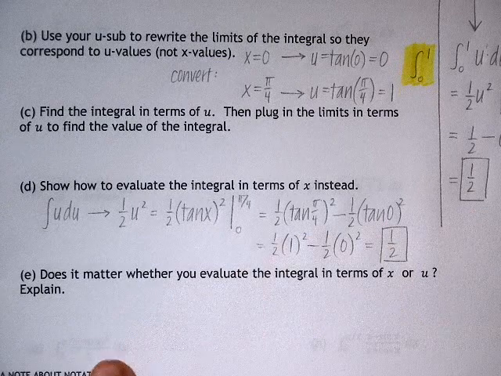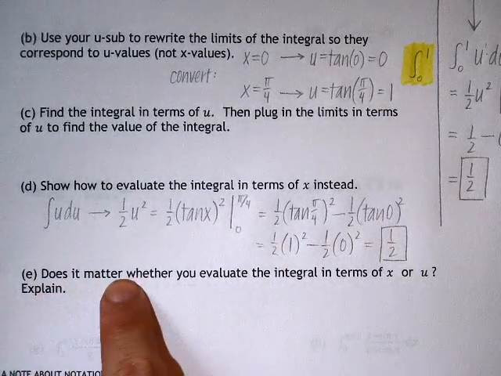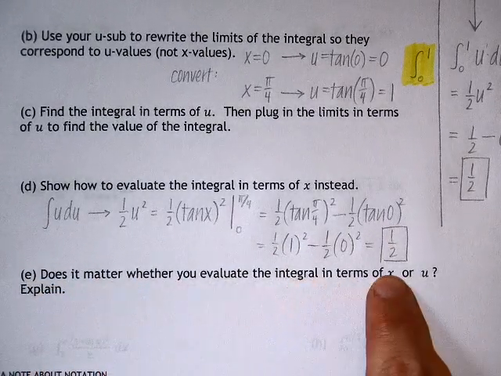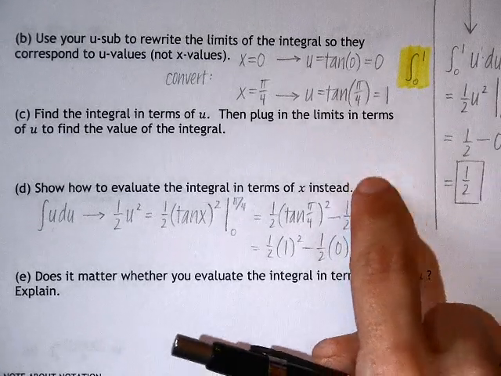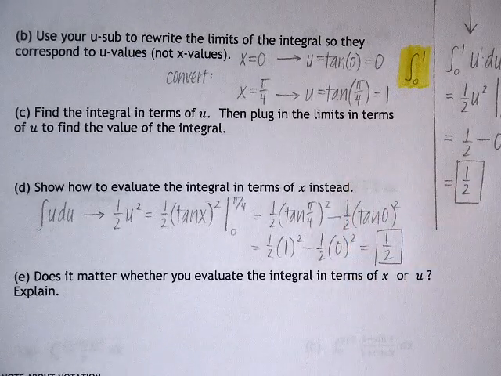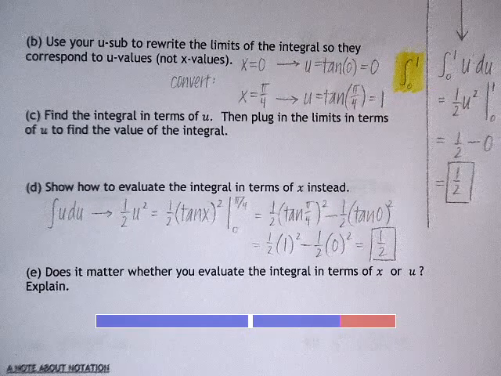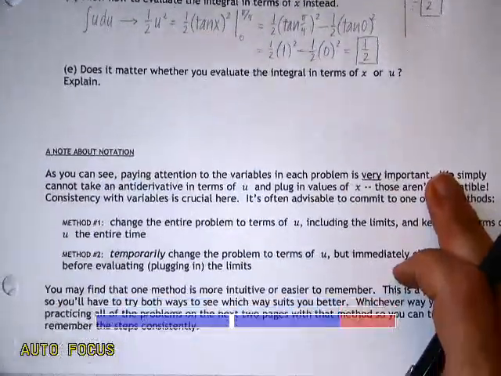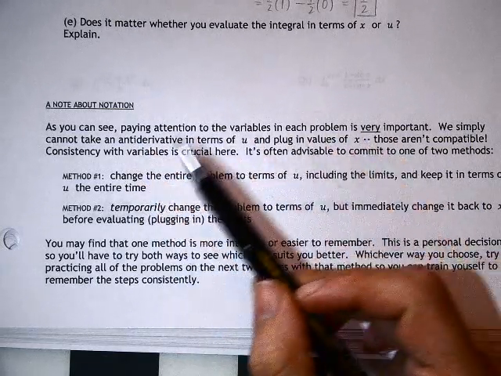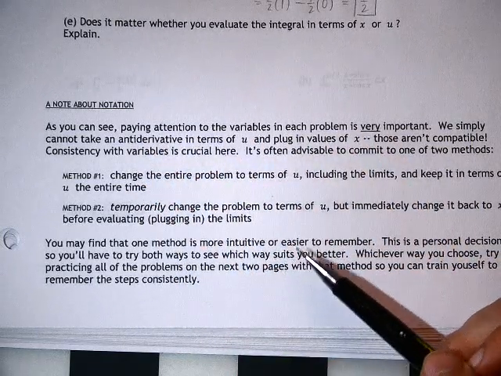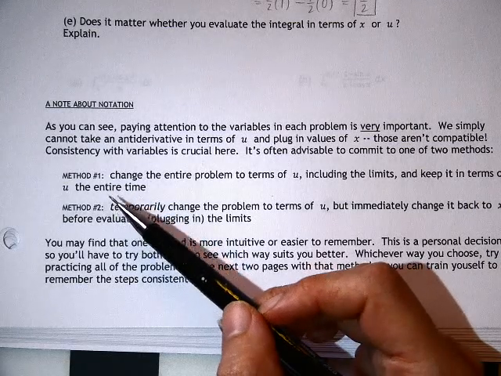So in short, in letter E, it does not matter whether you evaluate in terms of x or u. You'll get the same answer either way. You just have to make sure that you pick the method that is most consistent for you. Down there at the bottom of this page, you'll see a note about notation, and that, of course, is kind of meant to help you summarize the two methods.